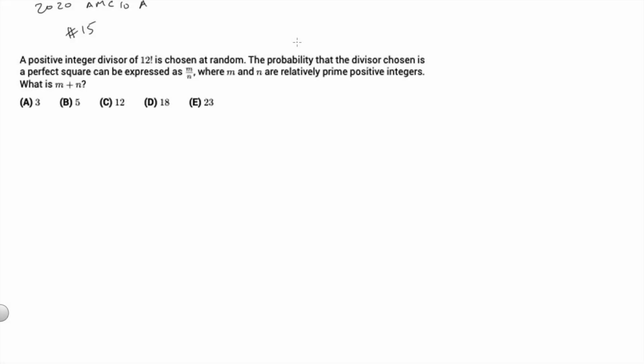In this video, we're going to be discussing number 15 from the 2020 AMC 10A. So we're increasing in difficulty a little bit here. So let's take a look at the question.